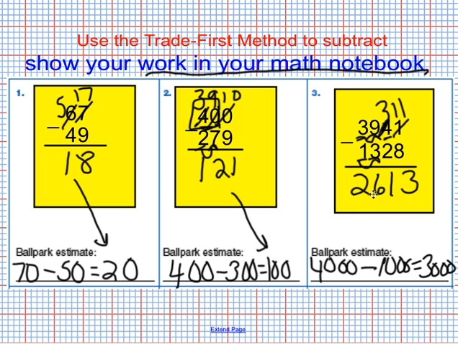So 2,613 is fairly close to our estimated answer of about 3,000, because if you went to your 2, you bumped up that 6. Looking at that 6 and bumping it up, it would go to 3,000. So we're in the ballpark. That's exactly what a ballpark estimate is. You're close.